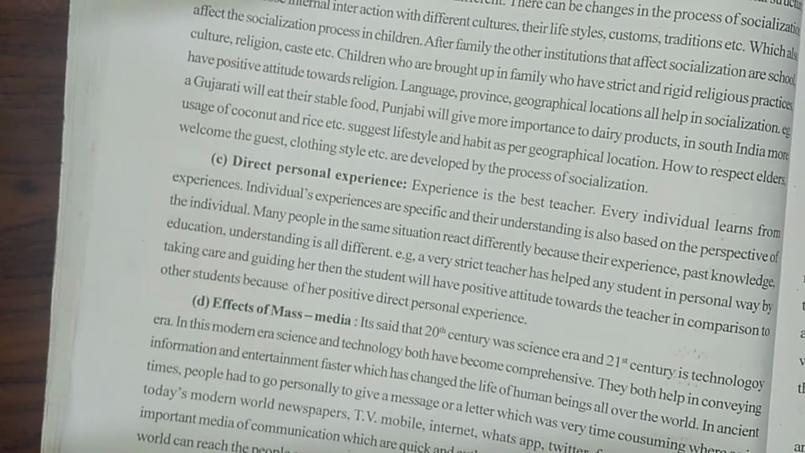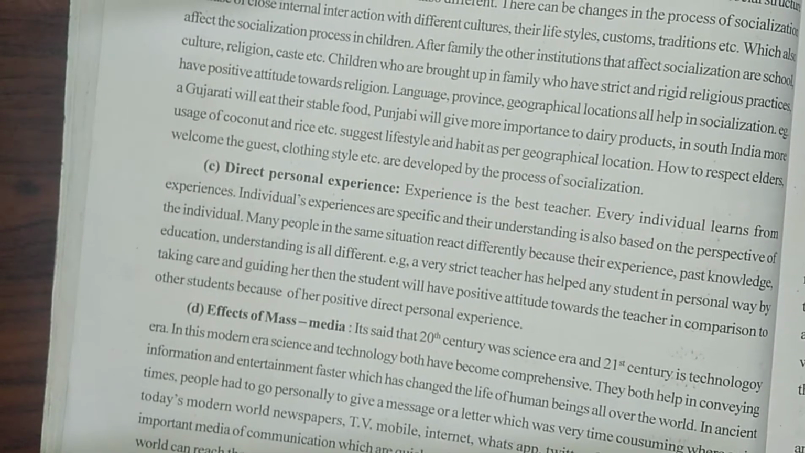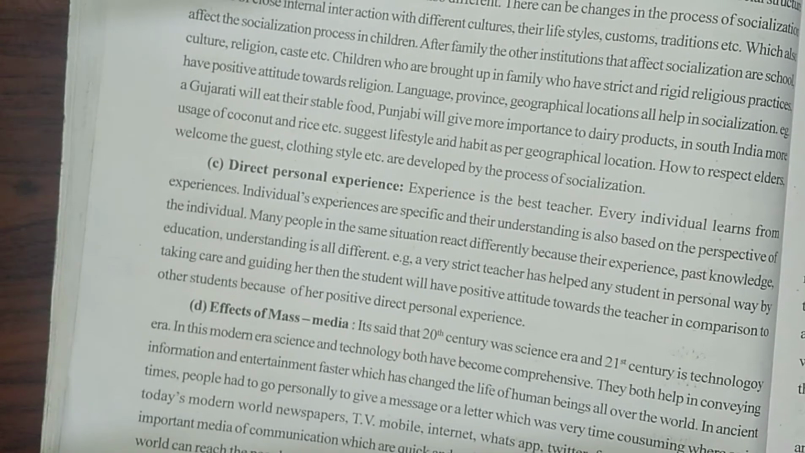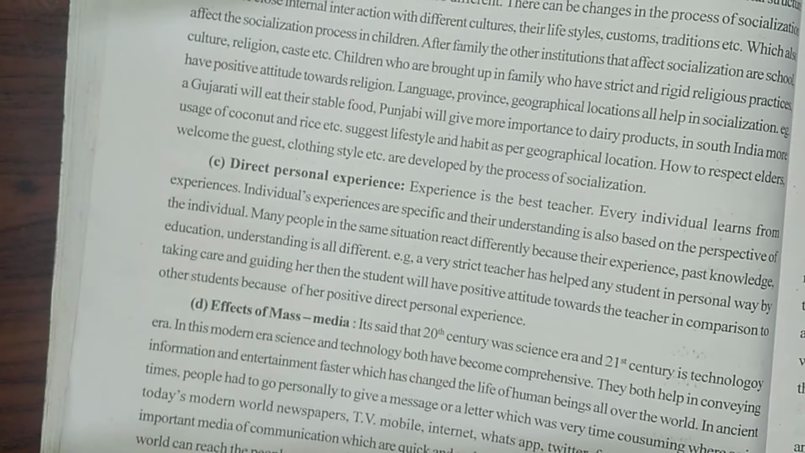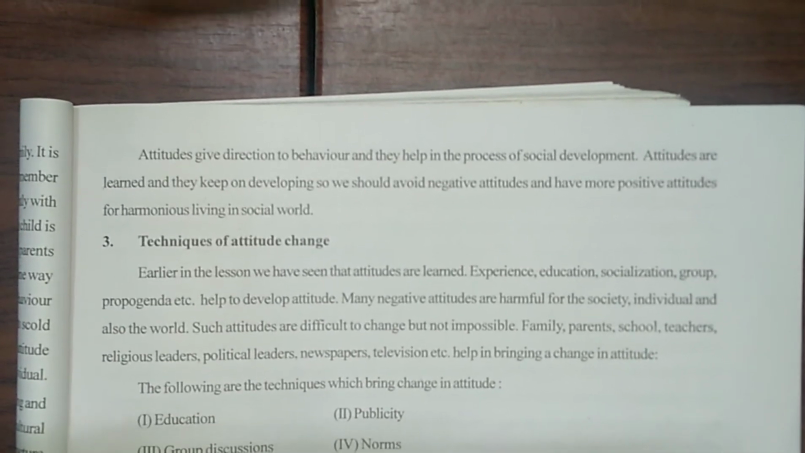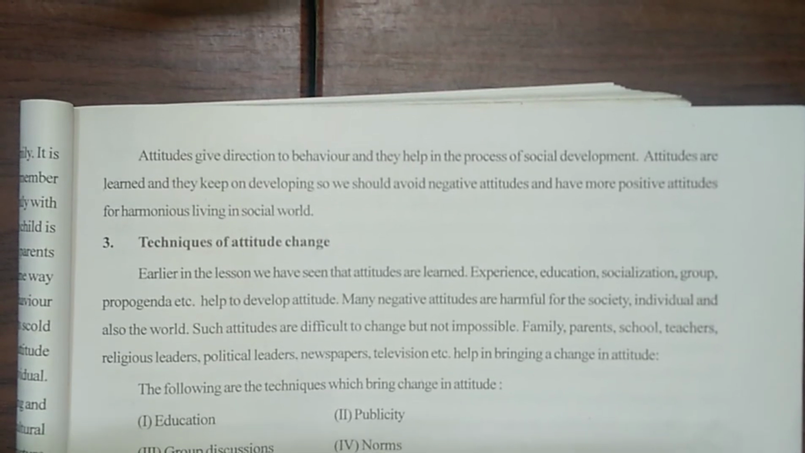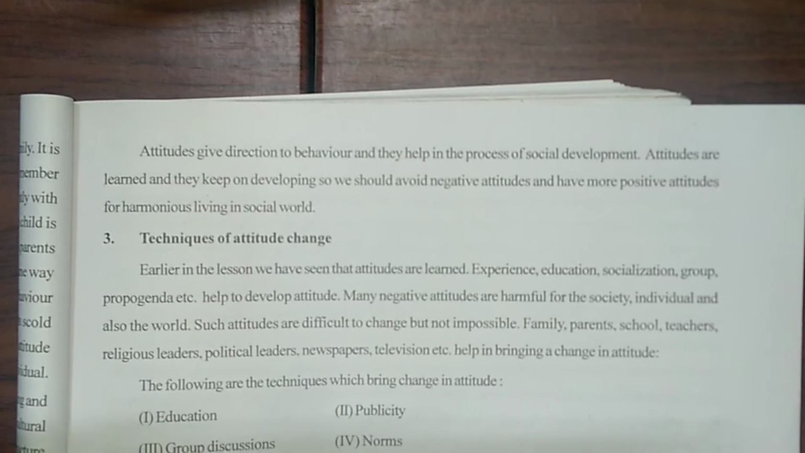There was a live telecast of the Uttarakhand floods on television, and people saw how the military aided those who were affected by the floods. Seeing this, the attitude of the people became more firm and positive towards the army. So mass media has become an important source in forming and changing the attitudes of people. Attitudes give direction to behavior, and they help in the process of social development. Attitudes are learned and they keep developing. So we should avoid negative attitudes and have more positive attitudes for harmonious living in a social world.